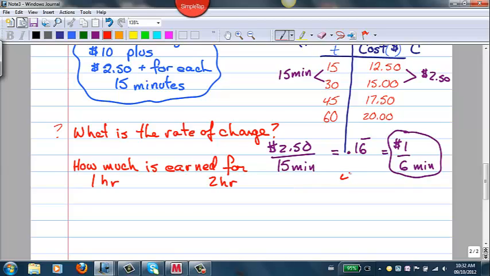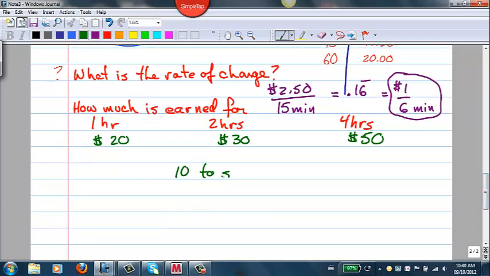So how much is earned for 1 hour, or how much does it cost for 1 hour, I guess, would be $10 to show up, plus $1 for every 6 minutes, or since we're talking about an hour, $10 for every 60 minutes. So the cost for the homeowner, or the amount that's earned by Nolan, is $20 for 1 hour, plus another $10 for an hour of work, so $30 for 2 hours, or $50 for 4 hours. $10 to show up, plus $10 per hour.